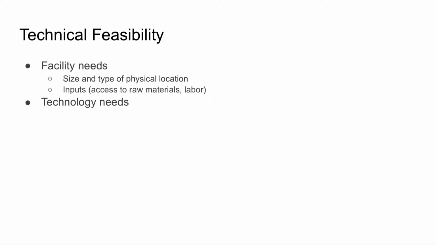Now, when you're looking at the technical feasibility, you need to look at facility needs. You need to look at the size and type of physical location. Do you need a storefront? Do you need a warehouse? Can you do this out of your home? You need to look at your inputs, or this is once again your access to raw materials and staff or labor. You need to look at your technology needs: equipment, machines, computers, software. What is it that you need to make sure that this idea can get off the ground?